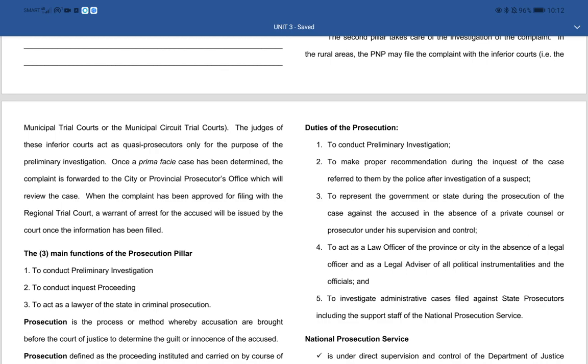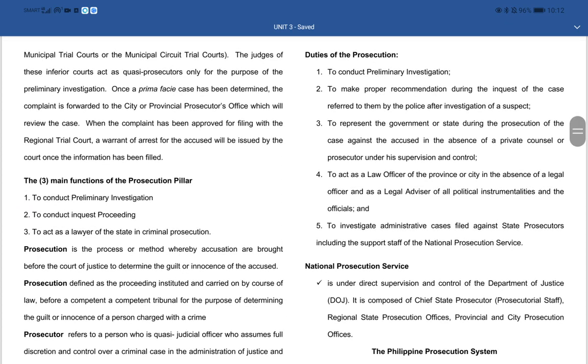In a prosecution, the prosecutor will act as the lawyer of the victim or the immediate family. Then the defendant also has his own lawyer, and on the part of the defendant are the suspected or accused person. So what is prosecution? It is the process or method whereby accusations are brought before the court of justice to determine the guilt or innocence. So the prosecutor will determine the guilt or innocence of the accused.